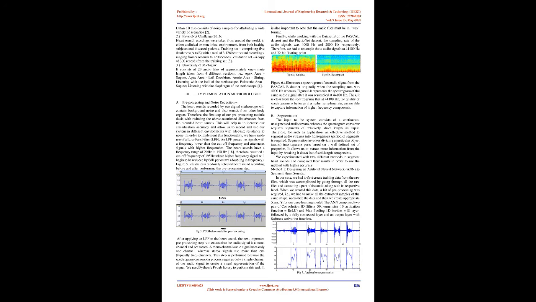Figure 5 illustrates a randomly selected heart sound recording before and after performing the pre-processing step. Fig. 5. PCG before and after pre-processing. After applying an LPF to the heart sound, the next important pre-processing step is to ensure that the audio signal is a mono-channel and not stereo. A mono-channel audio signal uses only one channel, whereas stereo signals use more than one, typically 2, channels.